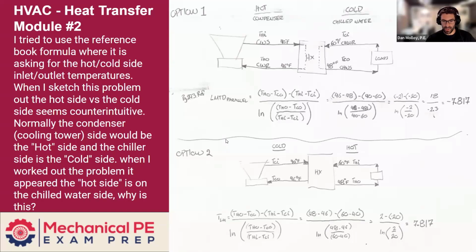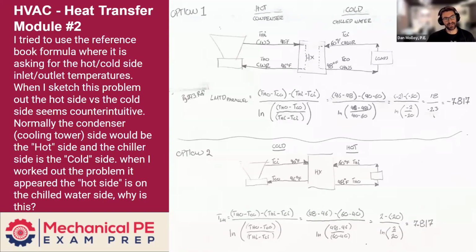All right, next one was on heat transfer number 2. I tried to use the reference handbook formula where it's asking for hot, cold side inlet outlet temperatures. When I sketch this problem out, the hot side versus the cold side seems counterintuitive. Normally, the condenser cooling tower side would be the hot side, and the chiller is the cold side. When I worked out the problem, it appeared the hot side is on the chilled water side.